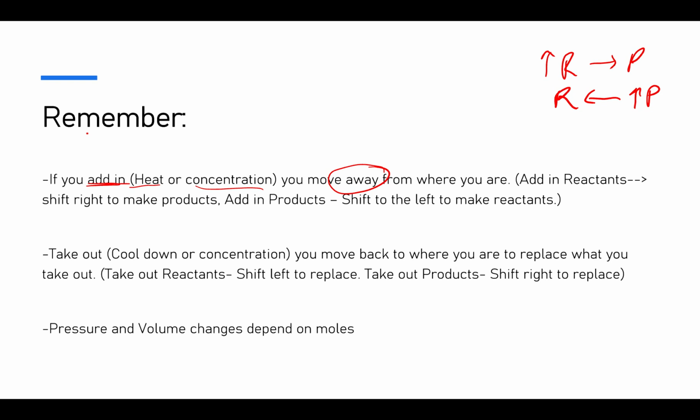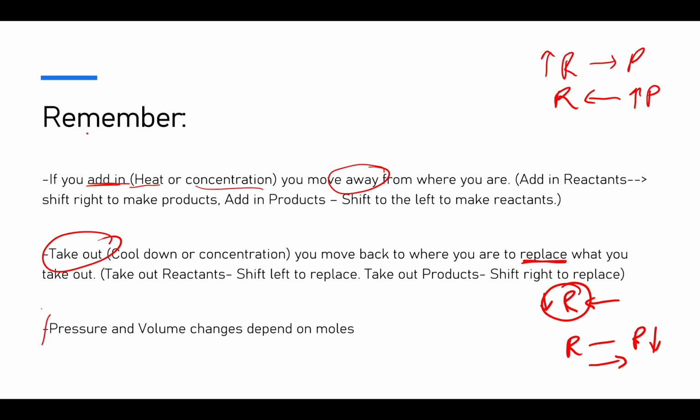Now, the opposite, if you take out, you move back to where you were because you want to replace what you're taking out. So for instance, for reactants, if I decreased it, I would want to shift back towards it to make what I'm taking out. Same thing with products. If I have my reactants going to my products, if I decreased my products, I would want to shift back to it to replace what I'm taking out.